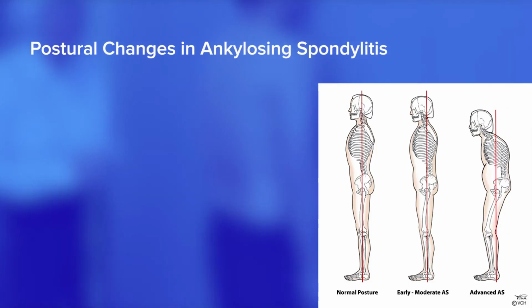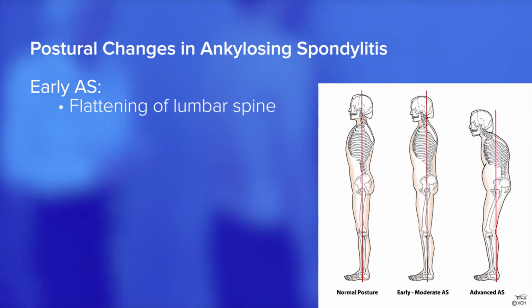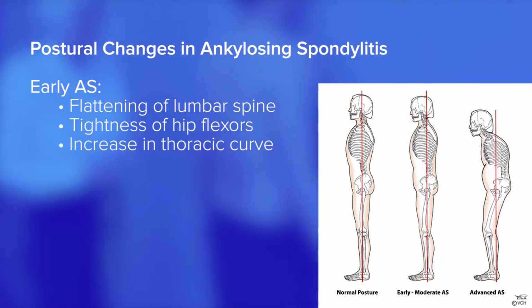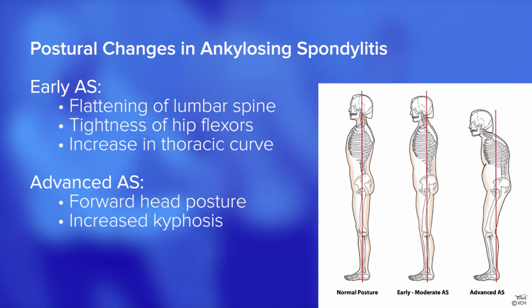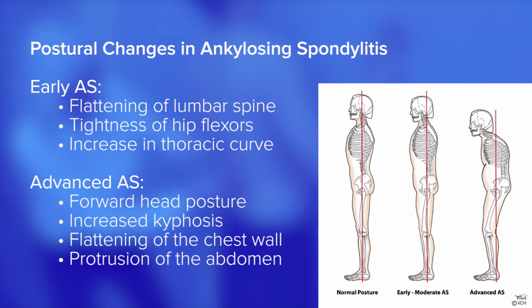Typical postural changes that can occur because of the inflammatory process in the spine include flattening of the lumbar spine, tightness of the hip flexors, and an increase in the thoracic curve. While more advanced cases include forward head posture, increase in kyphosis, flattening of the chest wall, and protrusion of the abdomen.